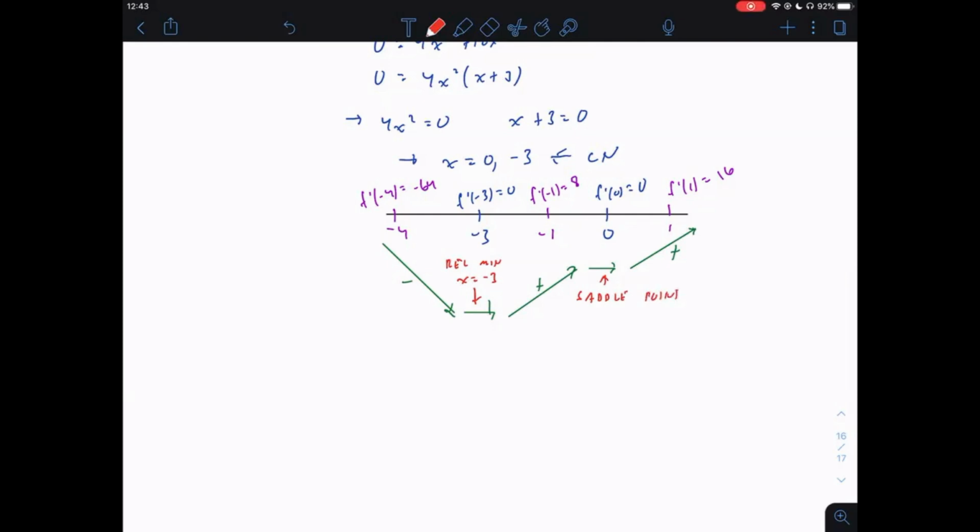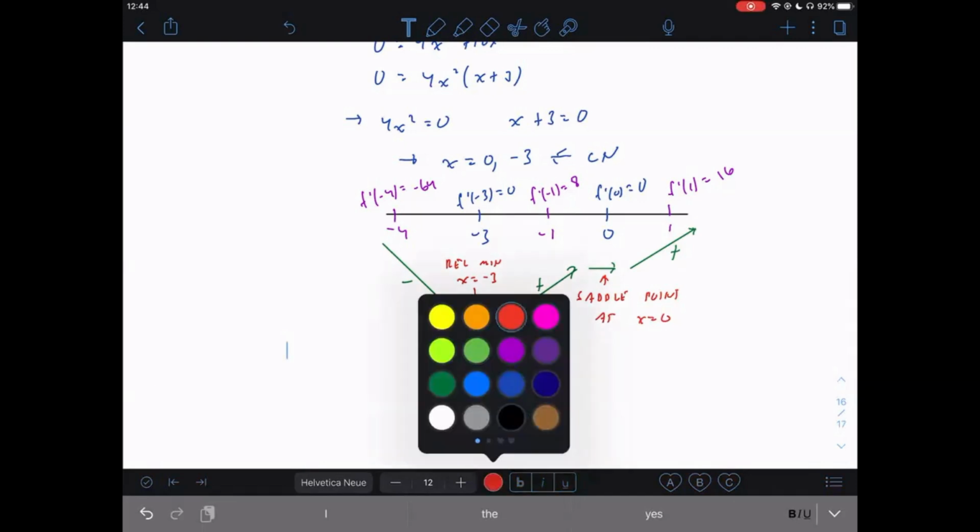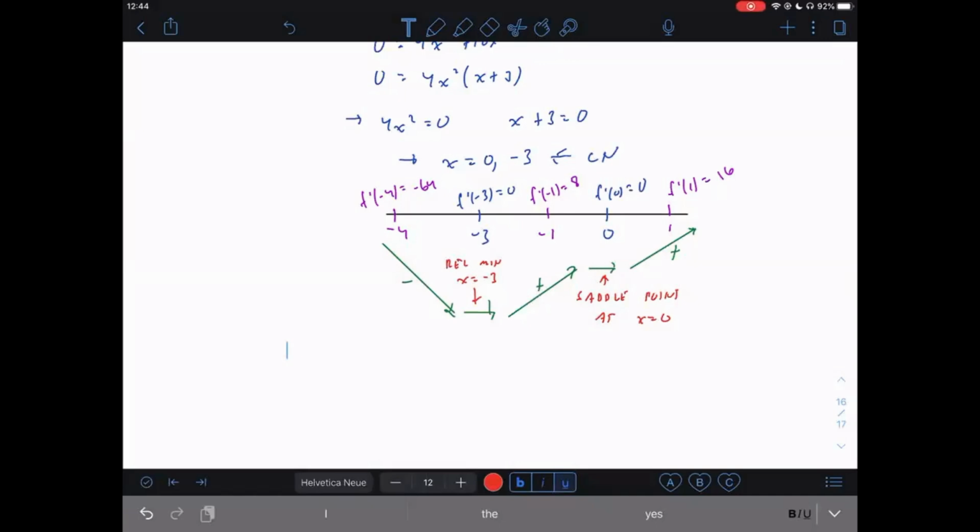So here we have a saddle point at x equals 0. So here we have found only one relative extrema, a relative minimum at x equals -3. And again, to find the actual value of that minimum point, plug in our critical number into the original function.